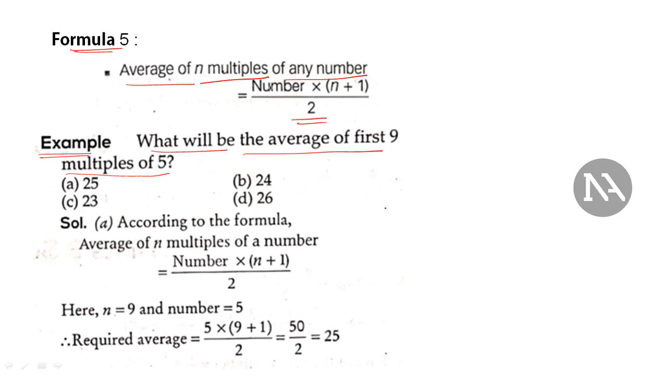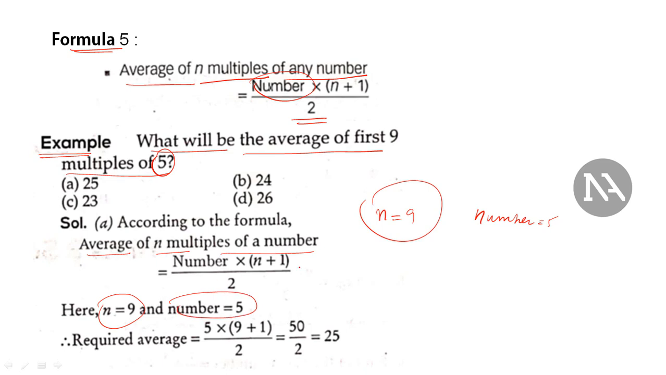So here n is equal to 9 because they are asking first 9 multiples. So the number is 5. According to the formula, here the number is 5, then value of n is 9. So we have to find the average of first 9 multiples of 5. According to the formula, average of n multiples of a number is number into (n plus 1) divided by 2. So n is 9, number is 5. So 5 into (9 plus 1) divided by 2.